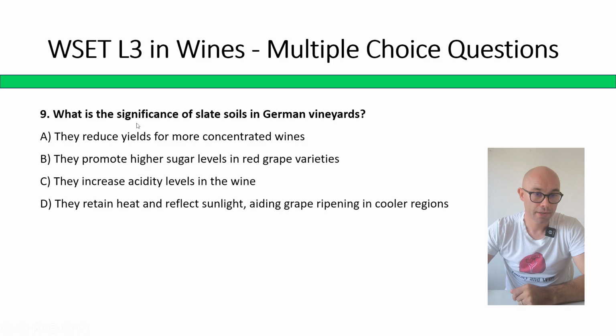What is the significance of slate soils in German vineyards? They reduce yields for more concentrated wines. They promote higher sugar levels in red grapes. They increase acidity levels in the wine. They retain heat and reflect sunlight, aiding grape ripening in cooler regions. The correct answer is D. They retain heat and reflect sunlight, aiding grape ripening in cooler regions like Germany, especially in a cool region like Mosel.